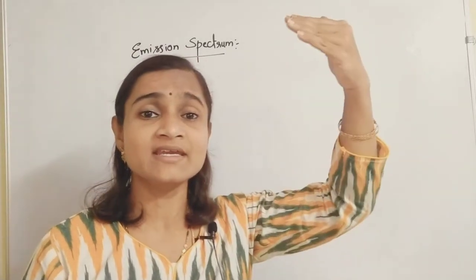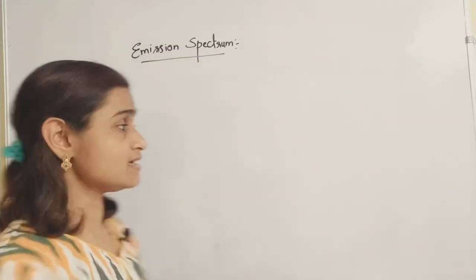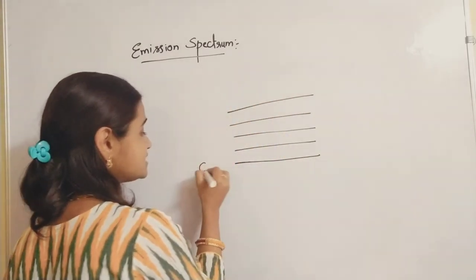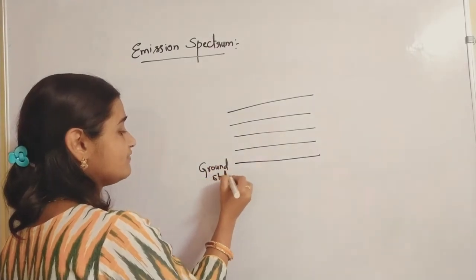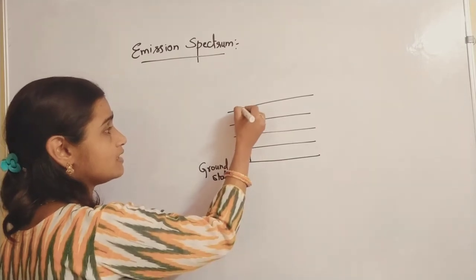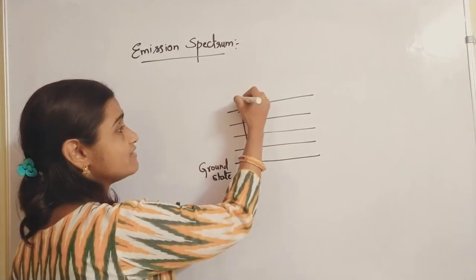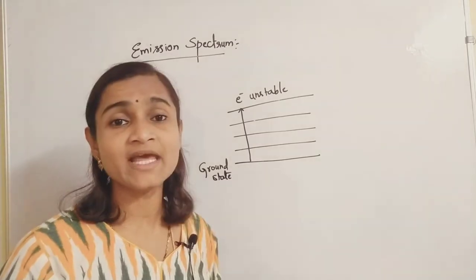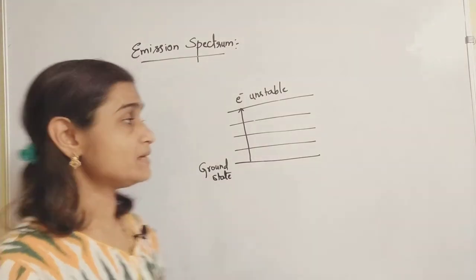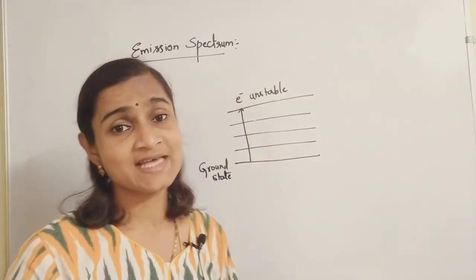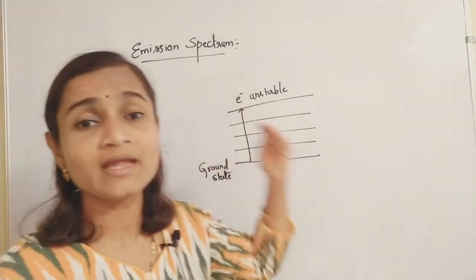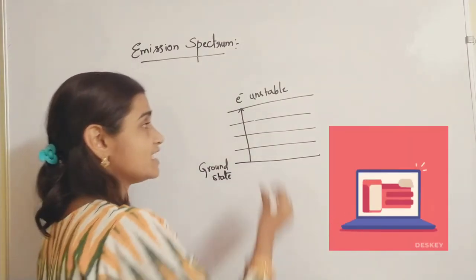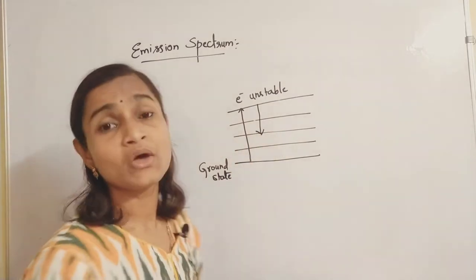Then electrons get excited from a lower energy state to a higher energy state. Energy levels will be like this. From the ground state, if electrons get excited on heating, they jump to higher energy levels. But in these higher energy levels, electrons are unstable. They are very stable in their own energy state, that is, in the ground state. But because of heating, they get excited to higher energy orbits, where they are highly unstable.